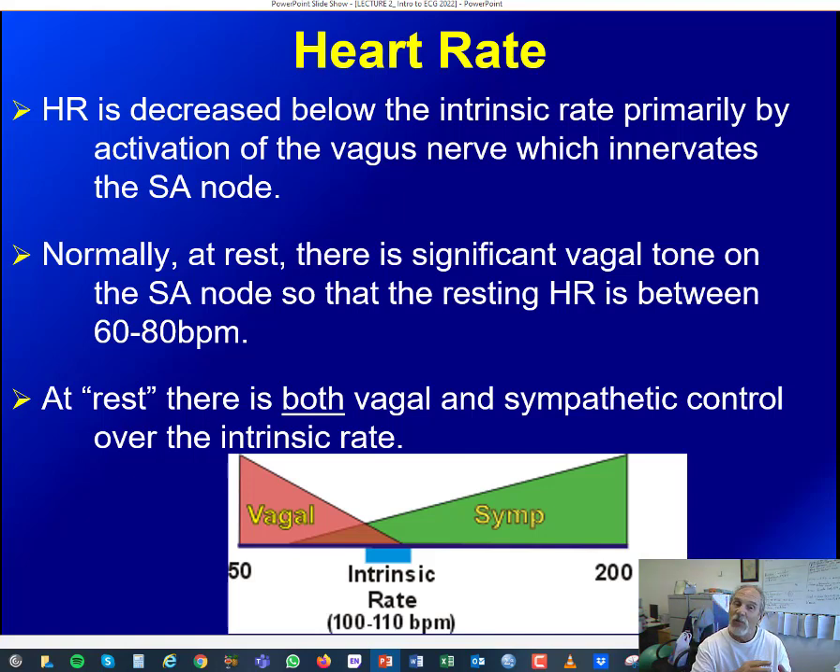So at rest in normal healthy individuals, there is significant vagal tone on the SA node, so it actually decreases the heart rate down to about 60 to 80 beats per minute. Now some of you may be especially fit and have a heart rate in the 50s, for example, or even the high 40s. That's just increased vagal tone, which is a good thing. But you have to remember, at rest there's both vagal and sympathetic influence over that intrinsic rate.